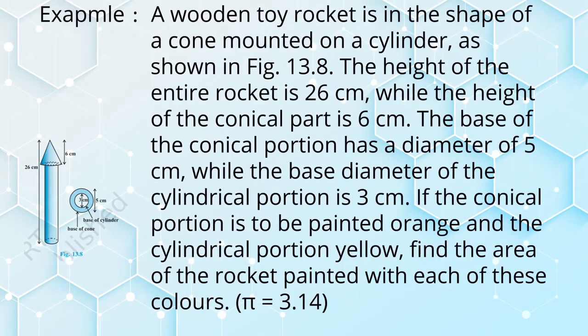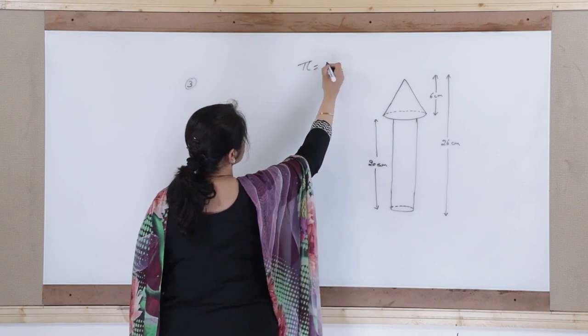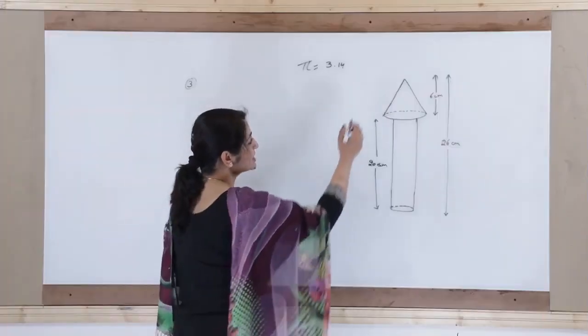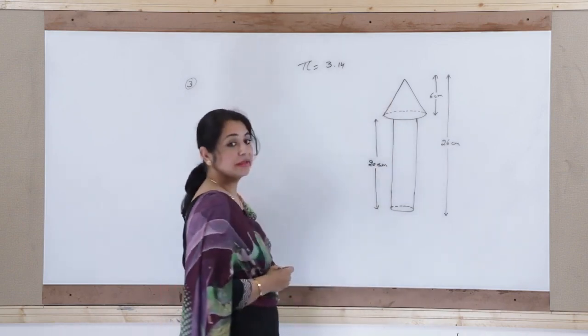The base of the conical portion has a diameter of 5 centimeters while the base diameter of the cylindrical portion is 3 centimeters. If the conical portion is to be painted orange and the cylindrical portion yellow, find the area of the rocket painted with each of these colors. Take pi equals 3.14. So we need to take the value of pi equals 3.14. This we will write here. Now this conical part has to be colored orange and this cylindrical part has to be colored yellow.